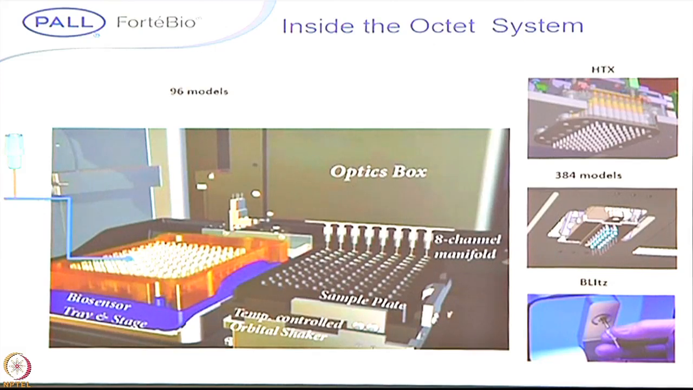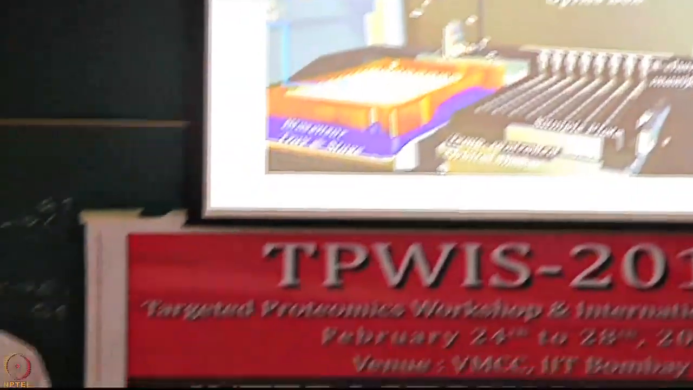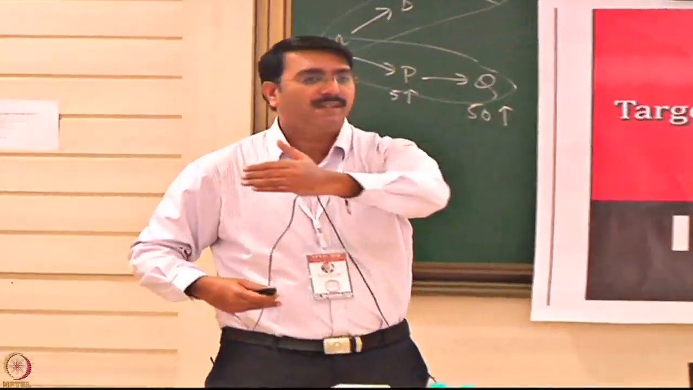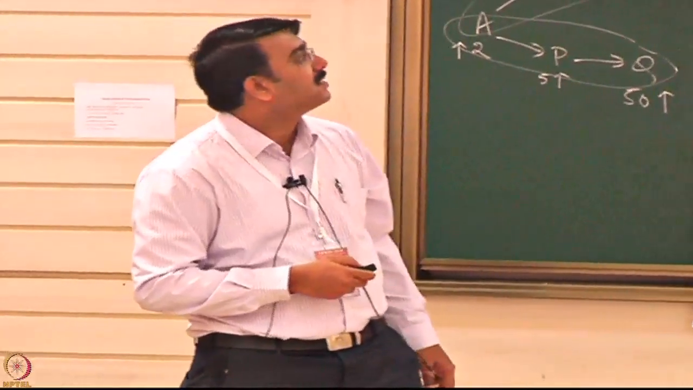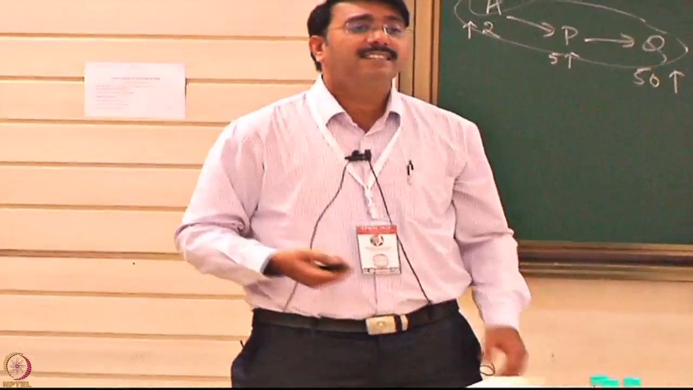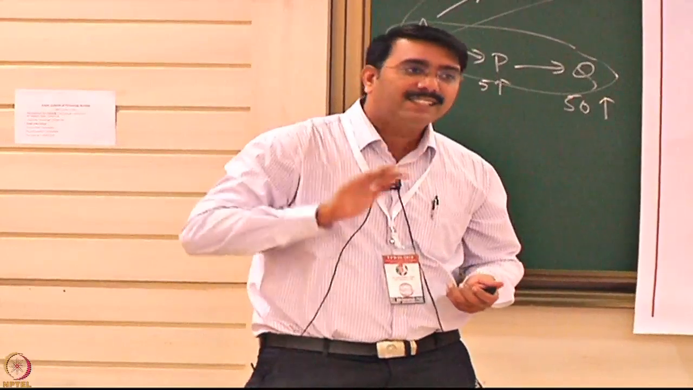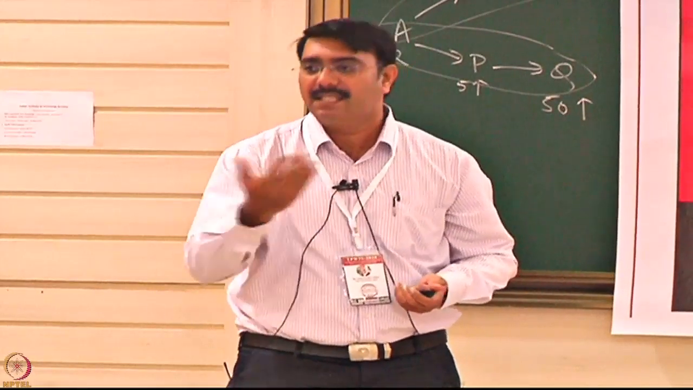What is the difference between SPR and BLI? We don't have any microfluidics here. It works on dip and read. It picks up the sensor and dips it into the well, so whatever reaction happens, happens at the tip of the sensor. In microfluidic devices like SPR, the flow assists the binding, but here an orbital shaker assists the binding.